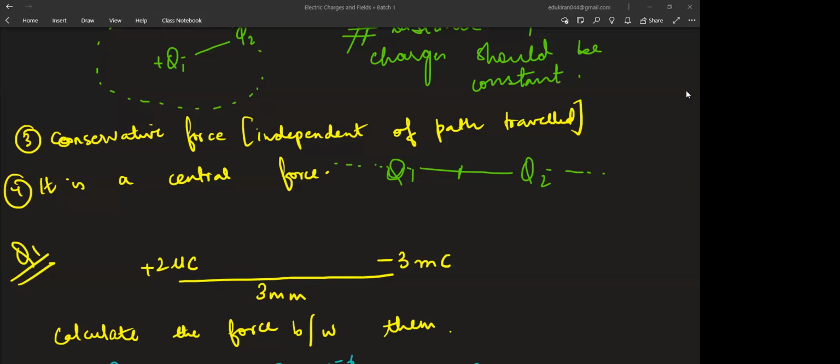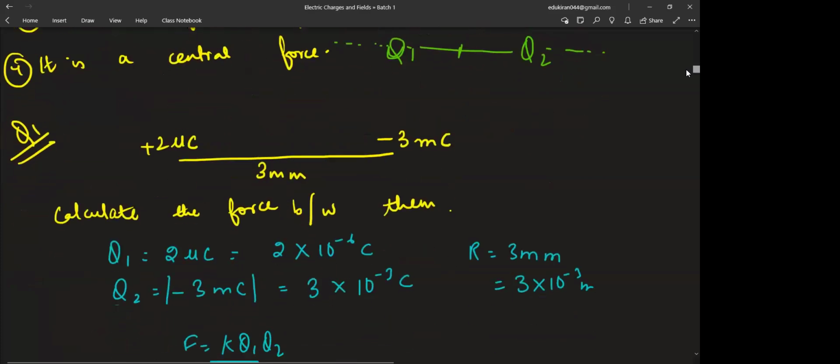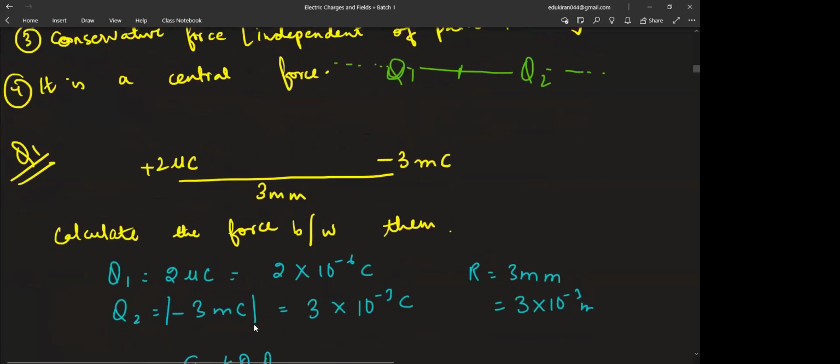So when you're calculating the forces between them, you have to convert everything into its SI, standard international unit form. So 2 microcoulomb would become 2 into 10 to the power minus 6 coulombs. And when we take the magnitude of the second charge, this becomes 3 into 10 to the power minus 3 coulombs. Now, the separation between them is 3 into 10 to the power minus 3.